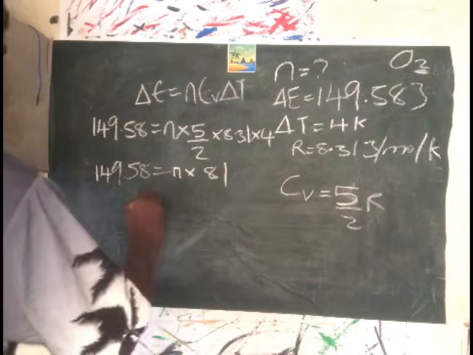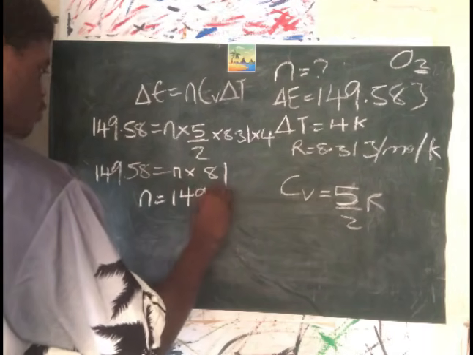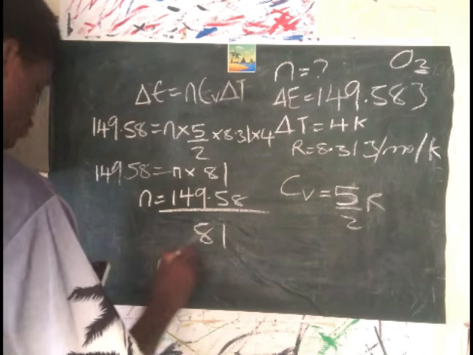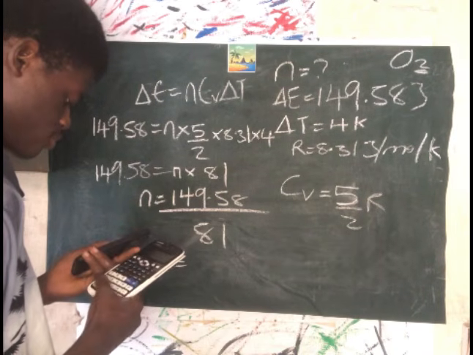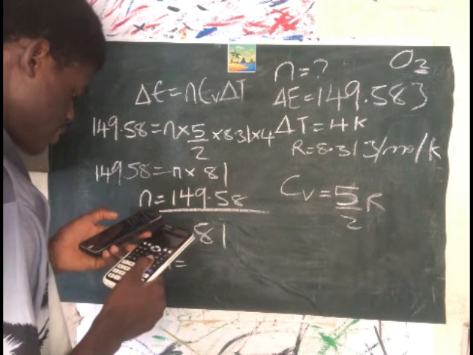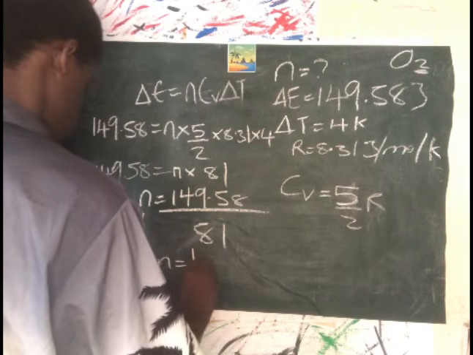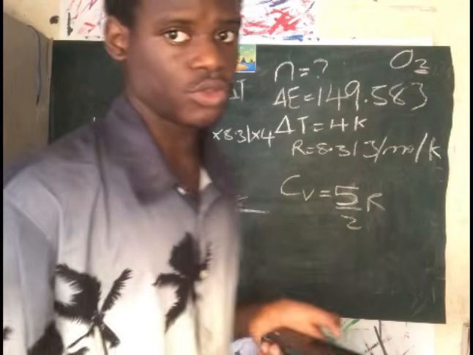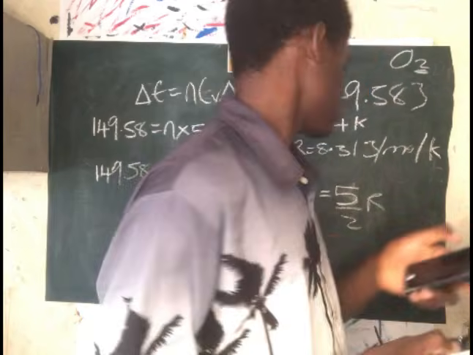So our number of moles will just be 149.58 over 81. 149.58 divided by 81 will be 1.5. Our answer is option C.